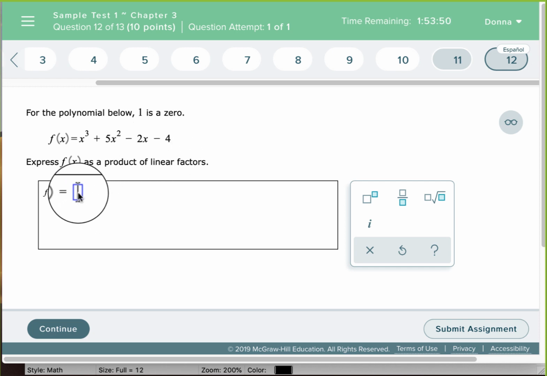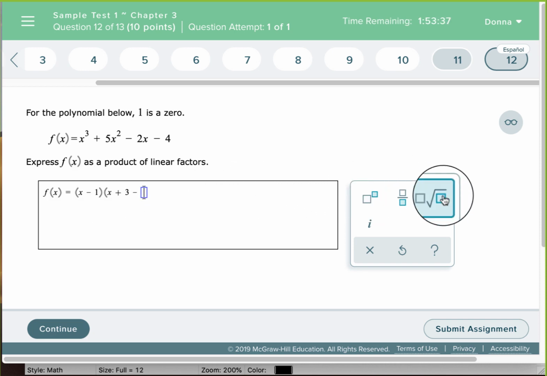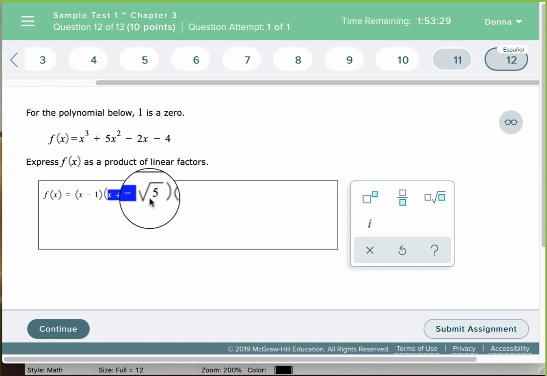So now we can rewrite that polynomial with these factors. X minus 1 yielding you a 0 of 1, and then x plus 3 minus root 5, and then x plus 3 plus root 5.